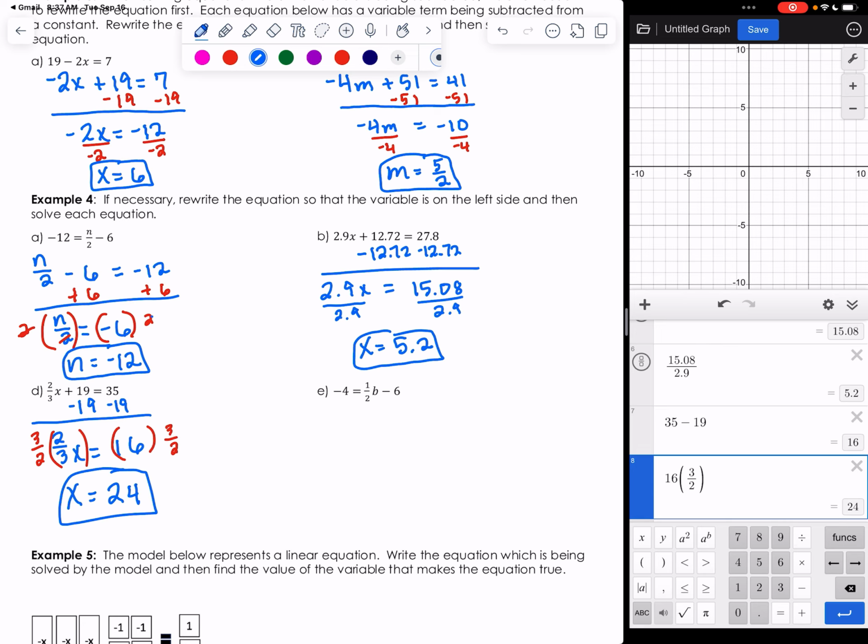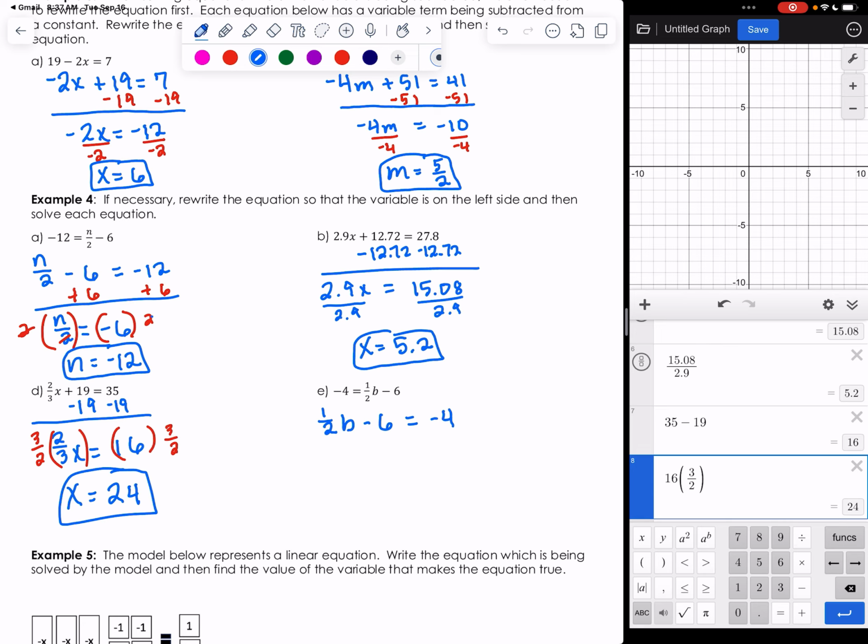Problem E, -4 equals 1/2 b minus 6. Pause the video and try this problem on your own. All right, welcome back. The first thing I did on this one is I rewrote it so that the variable was on the left side. So 1/2 b minus 6 is equal to -4.